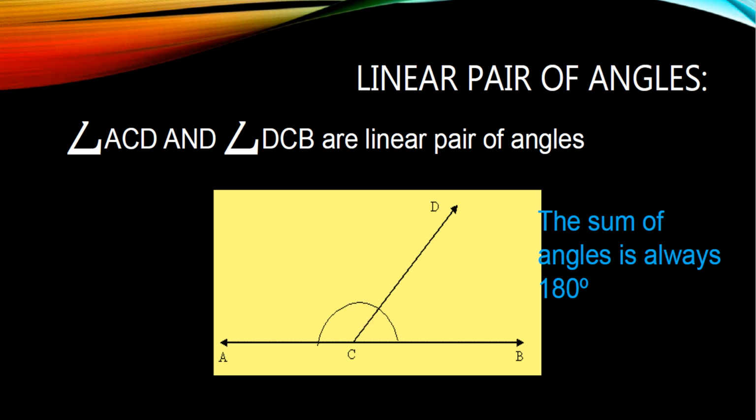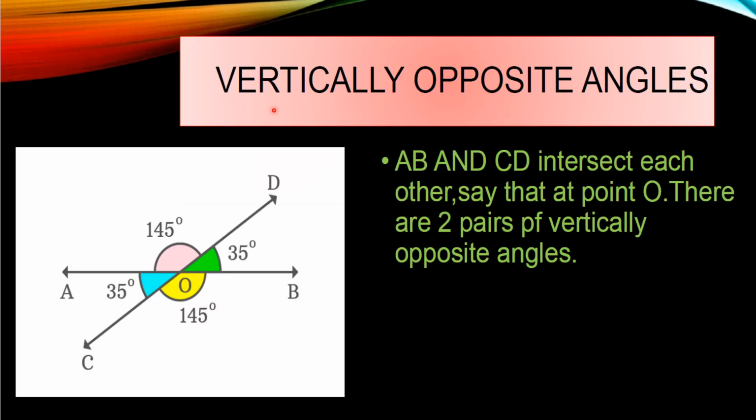Right. Now come to the next point, that is vertically opposite angles. See this figure, my dear children. Here the line AB and the line CD are crossing, or intersecting, at point O. Okay, my dear children, they are intersecting at point O.